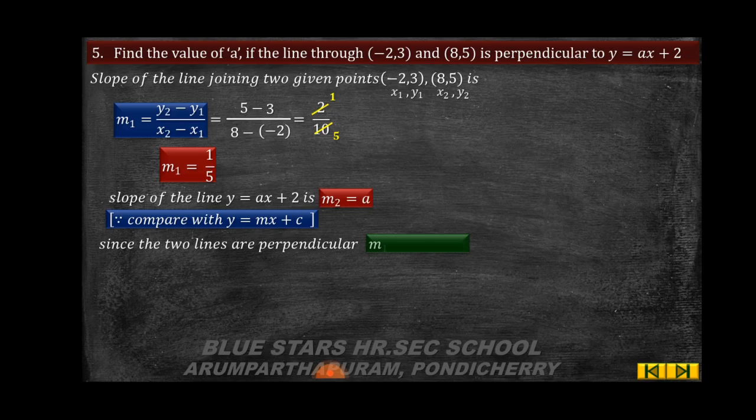Since the two lines are perpendicular, the product of the two slopes m1 times m2 is equal to minus 1. That is, your slope m1 is 1 by 5 times m2 is a, which is equal to minus 1. Therefore, a is equal to minus 5.